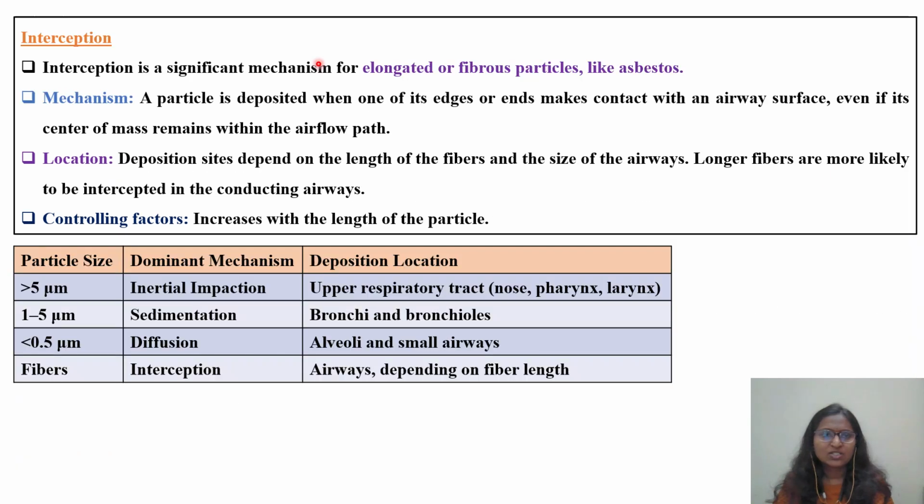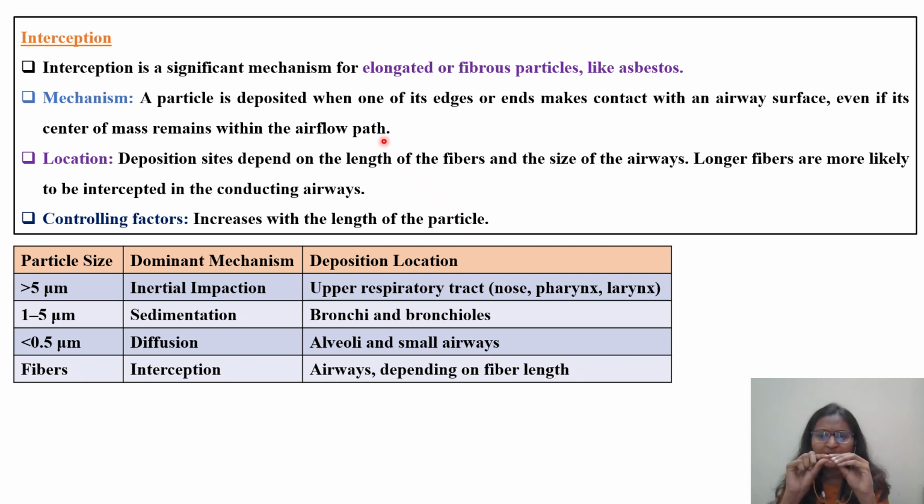So let's see the last one, that is interception. Interception is a significant mechanism for elongated or fibrous particles. Fibers will be there; the example given is asbestos. There are long fibrous particles. That is the nature of the particle. Mechanism: a particle is deposited when one of its edges or ends makes contact with the airway. For example, if there is a long particle, one of its edges comes in contact with the airway surface. In such a case, interception takes place even if its center of mass remains within the airflow path.